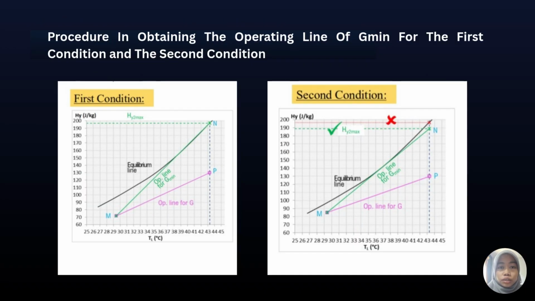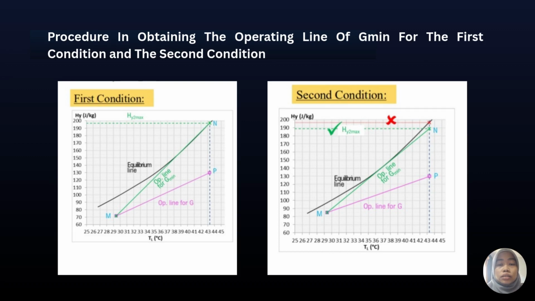So there are 2 conditions in this procedure. For the first condition, we have to plot point M. Then we plot the equilibrium line on the Hy and TL graph. After that, we draw the vertical line with S equal to TL2. Next, from point M, we draw a straight line to intercept the equilibrium line at TL2, which is point N. Then we have to obtain the value of Hy2 max. After that, we calculate the G min and G value. Afterwards, we have to calculate Hy2 and draw the operating line for G.